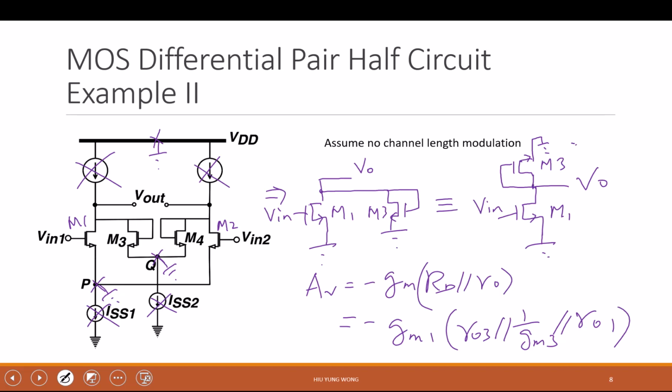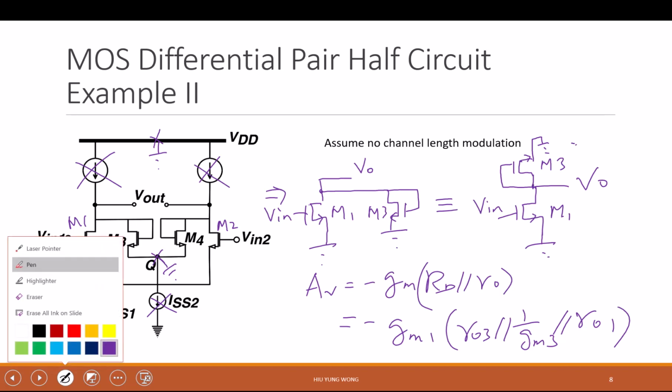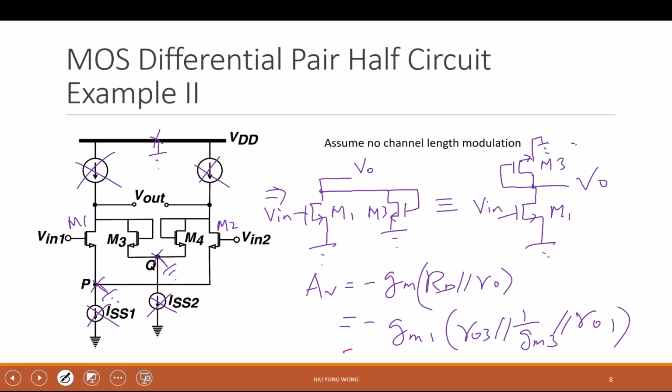Hold on, did I do something wrong? Oh, assume no channel length modulation. Yeah, that's why it's different from my cheat sheet. Okay, so assume no CLM. Then what would this be? Negative GM1 over GM3, because RO3, RO1 is infinity, right? So yeah, then I'm right now. Okay, is that okay? Yeah. Just to confirm, yeah.